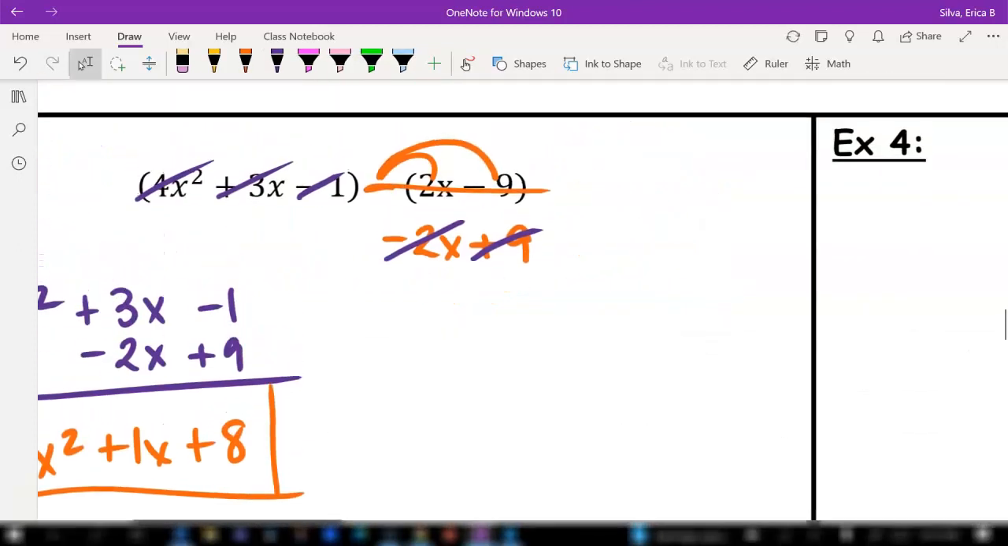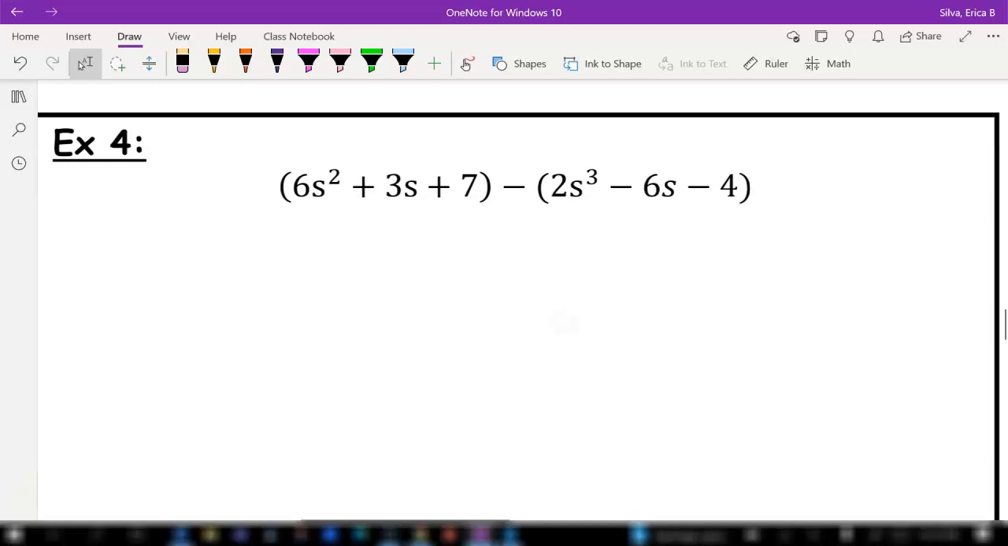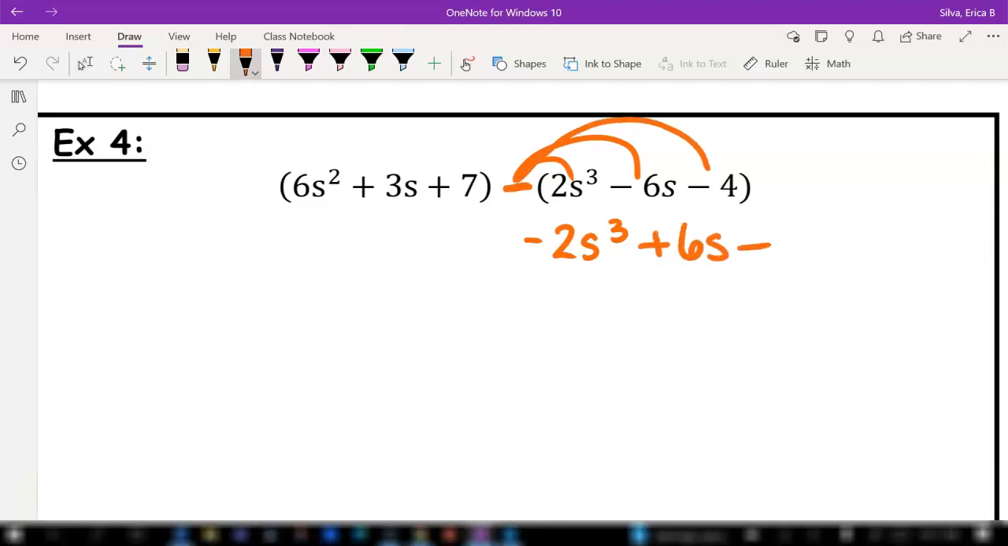Finally, let's move on to the fourth example. We have two groups. We're subtracting the second group, so we're going to subtract 2s to the third power. Subtract negative 6x, which means we're adding 6x. Then we're subtracting negative 4, which means we are adding 4. Now let's combine like terms. We have 2s squared, but then we have s to the third power. So let's write that one first so we can assure that it's in standard form when we're done.